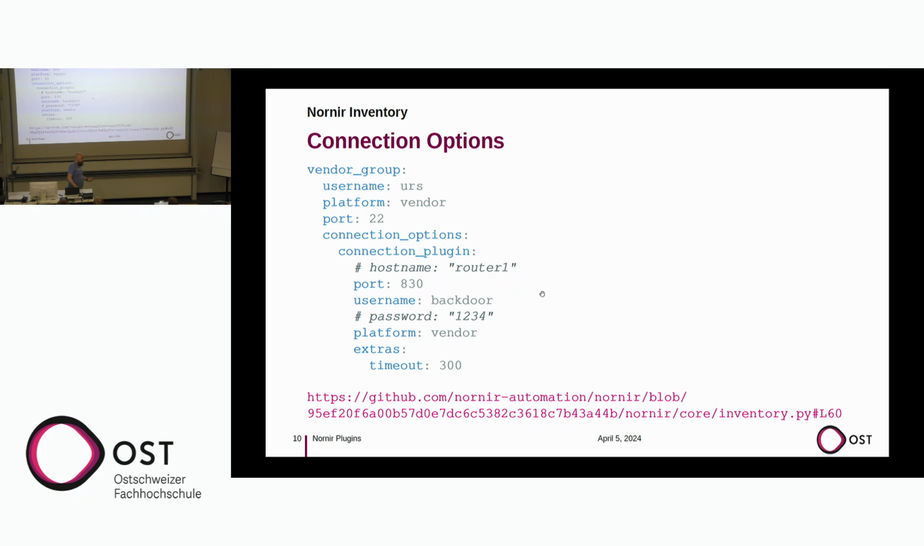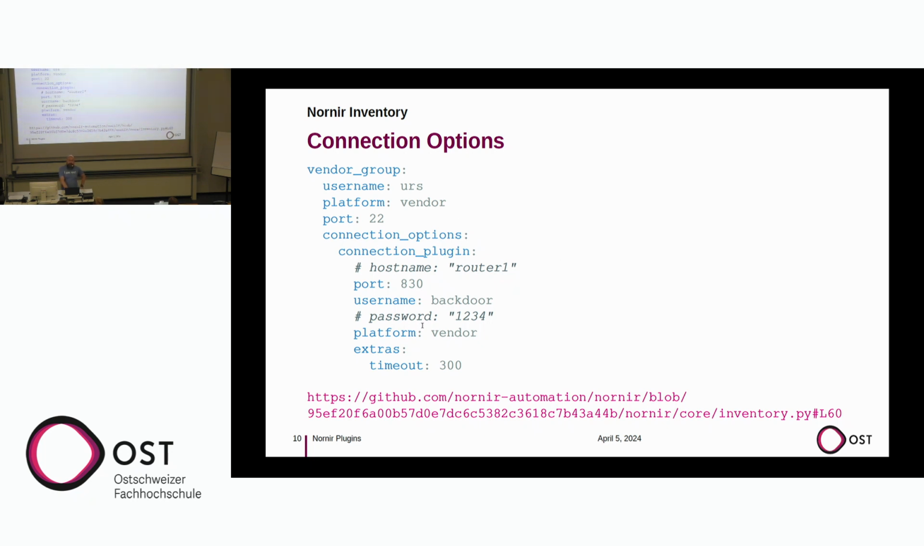How can we send information to our plugin? We have seen these connection options, and this is a property we can set on each host or group or default. For example, we could make a vendor group, let's say Cisco, and we can define username and password on the first level. Then it will be passed down.